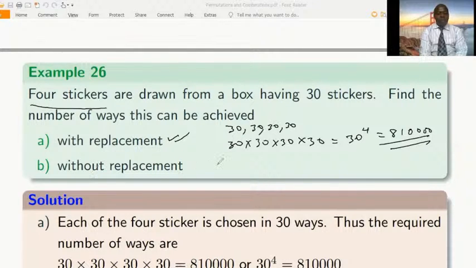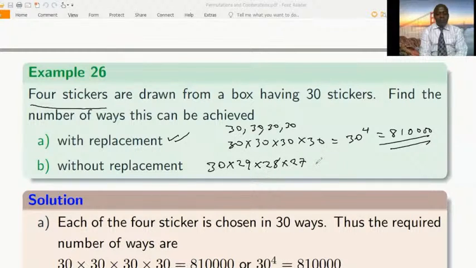What about without replacement? The first time you go to draw, there are 30 stickers. You draw 1 and place it aside. So the second time you go to draw, there are 29, so you have 29 ways of getting 1. Draw that 1, put it aside. There are 28 left, so when you go to draw, you have 28 ways of getting 1 sticker. Then put it aside. When you go the fourth time, there are only 27 stickers, and so you have 27 ways of getting 1 sticker.